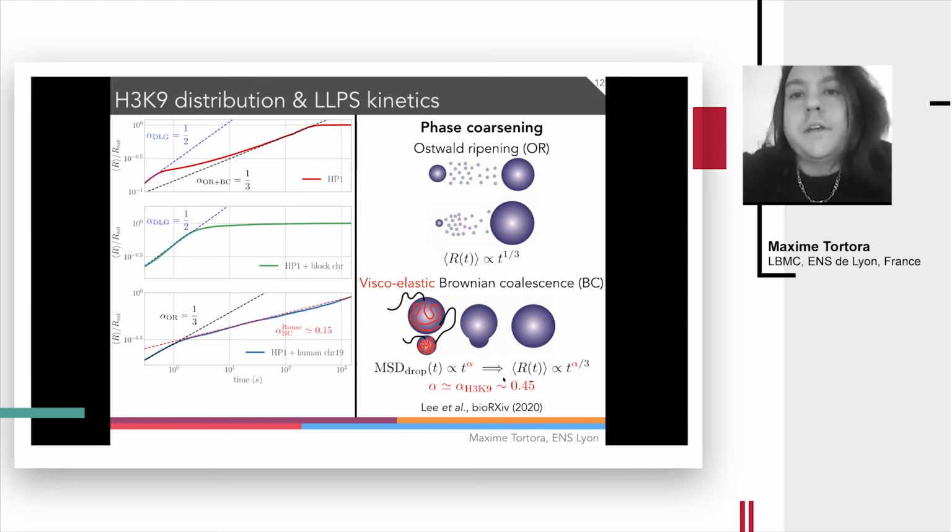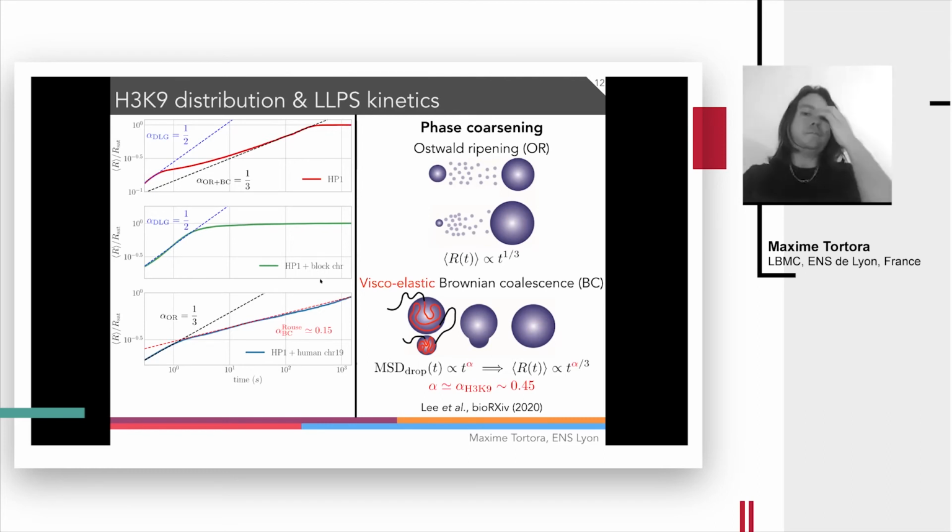So in that case, it's easy to show that the predicted growth exponent for Brownian coalescence, which is limited by the rate of diffusion of your droplets, is exactly alpha over 3, which accounts for our 0.15 observed exponents.